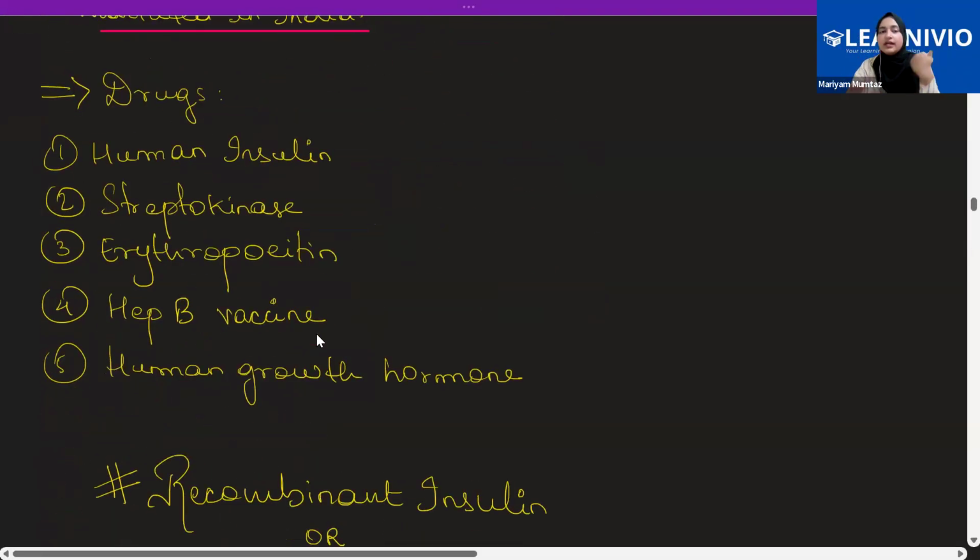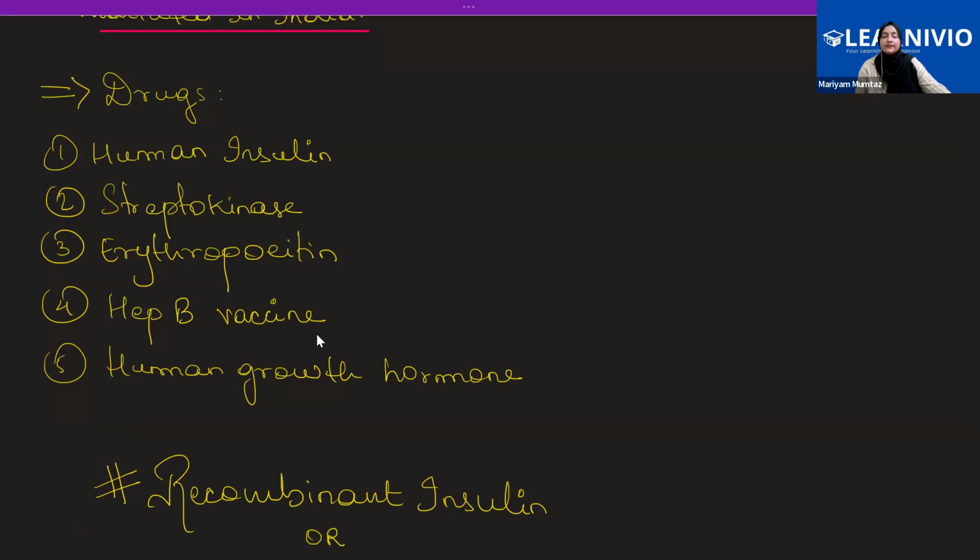Now, some of the drugs that we saw as a list: human insulin, streptokinase, erythropoietin, hepatitis B vaccine, human growth hormone as well. So furthermore, today we're going to see how the recombinant insulin was made. Okay. Now, can you tell me, students, which particular gland or organ is responsible for the formation of insulin?